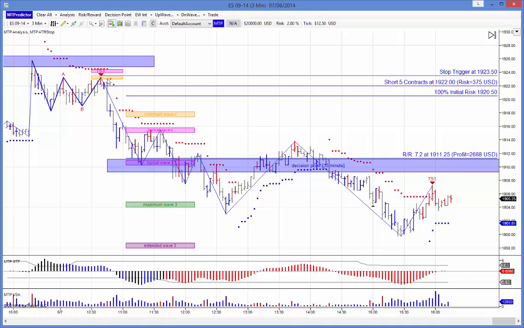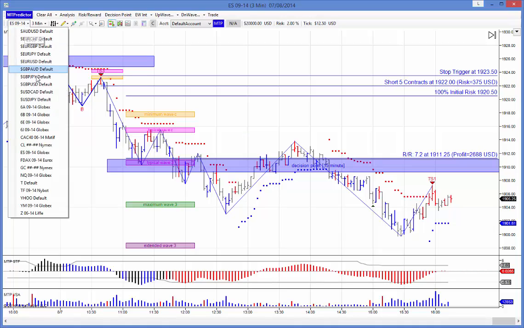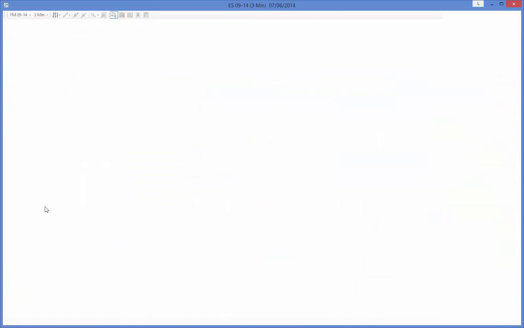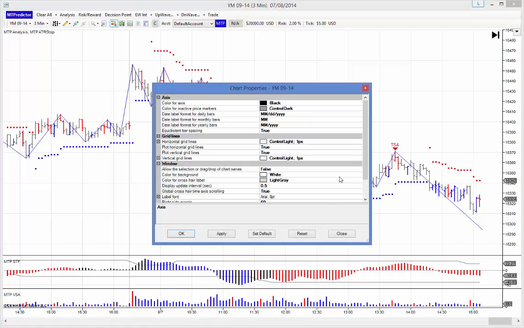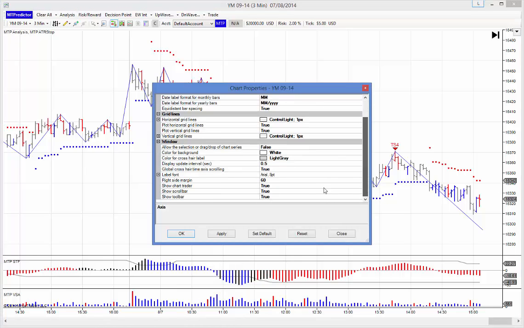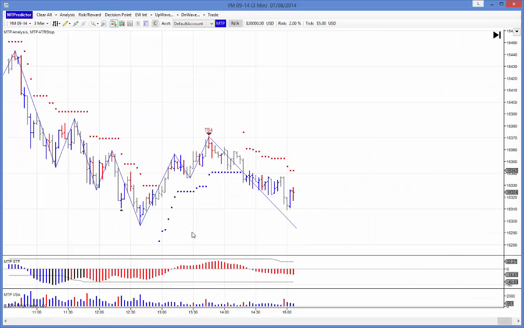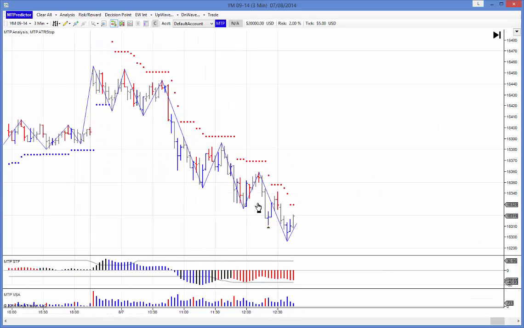So was there anything else later in the day? Well, for me, the best trade later in the day was on the YM. And I want to go back by putting a little bit of space on the right hand side to again just show you how we can actually anticipate these setups coming in advance so you're ready for them.